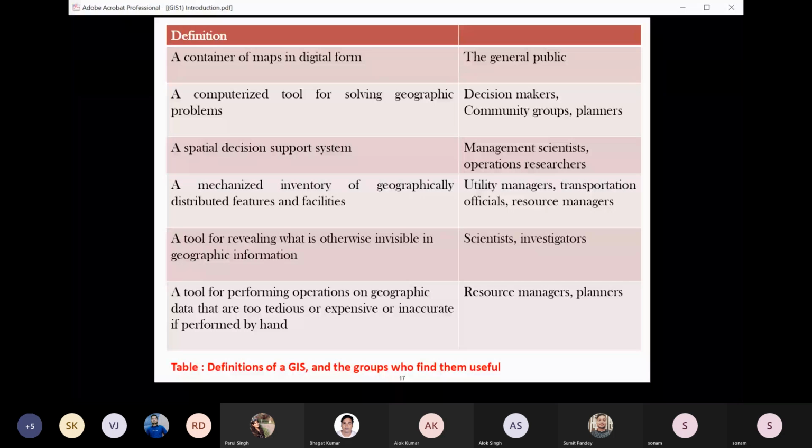Next thing is scientists and investigators. What is GIS for them? Okay. For them, GIS is a tool for revealing what is otherwise invisible in the geographic information.